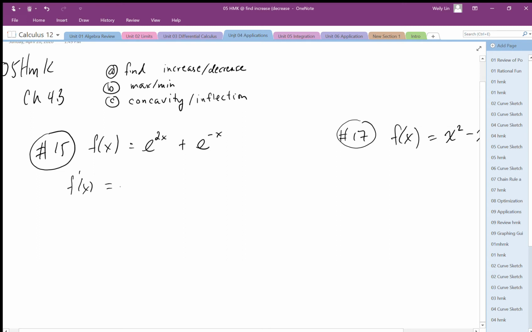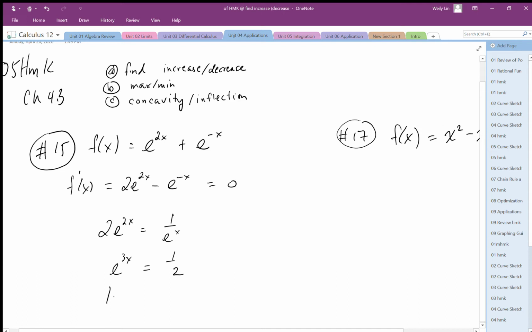So I end up with 2e to the 2x minus e to the negative x. That's my first derivative. I want to find out where this is equal to 0, so then I need to solve this equation equal to 0. So I'm looking for the solution to this equation. e to the 2x is equal to 1 over e to the x. So this becomes e to the 3x equals 1/2. Okay, so I'm just essentially cross multiplying here.